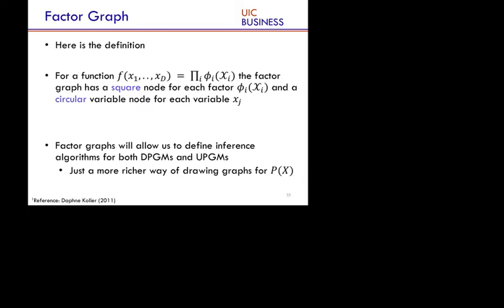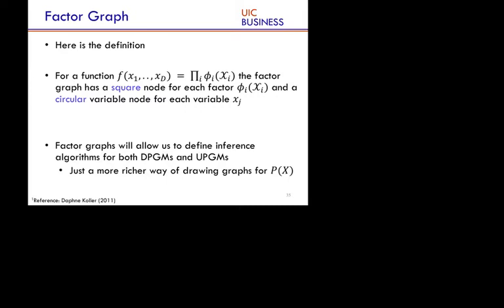So more formally, for a function of, let's say, d arguments, the factor graph has a square node for each factor. Here I'm saying it for a function, but you can think of it as a joint distribution function. The joint distribution function is a product of factors, right? So there will be a square node for each factor and a circular variable node for each of the variables Vj. So the variable nodes are the same as before. I'm just introducing square factor nodes, which are going to correspond to the factors in the joint distribution's expression, right?